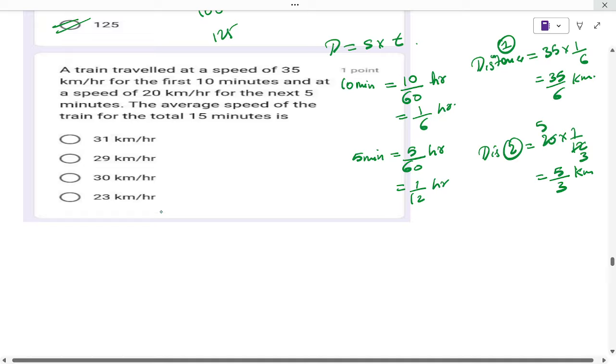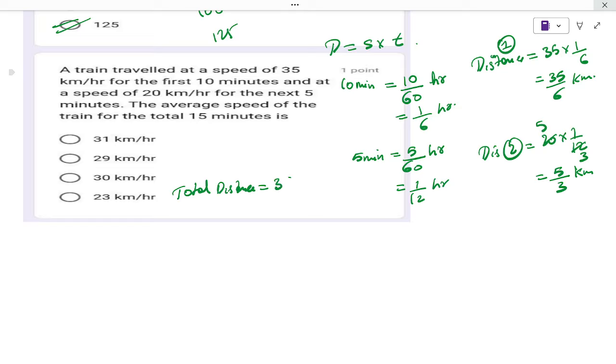So total distance to kiman hobo? Total distance will be what? Distance 1 plus distance 2. The main distance 1 is what? 35 by 6 plus distance 2 is 5 by 3. 5 by 3. LCM is 6 ase. Yede 35 ho. Yede 10 ho na 3 to the 6. 2 5 times is 10. 45 by 6. 3 2 times, 3 1 times, 3 5 times. We can cancel it also. So 52, 15 by what will be now?